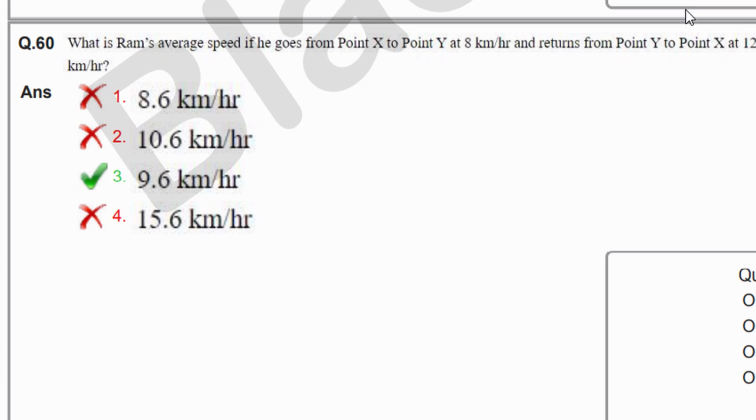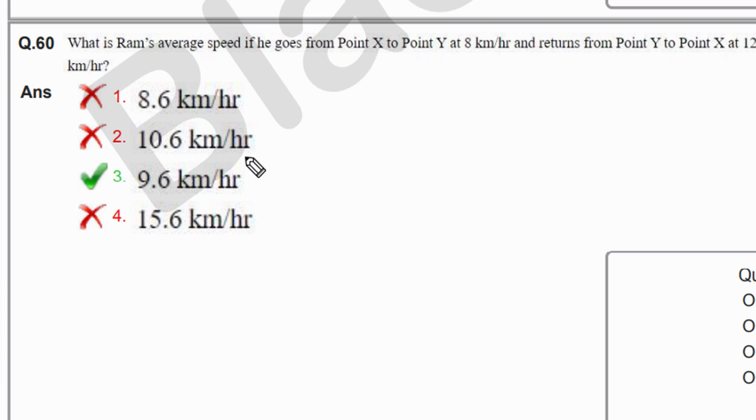What is Ram's average speed if he goes from point X to point Y at 8 kilometers per hour and returns from point Y to point X at 12 kilometers per hour? They are asking for the average. So I'll just tell you how not to do this problem. Whenever you think of average, you tend to do something like a plus b by 2. In this case 8 plus 12 by 2, you get 20 by 2. I'm actually surprised they didn't give this option, but anyway, this is the wrong method. You are not supposed to do this.